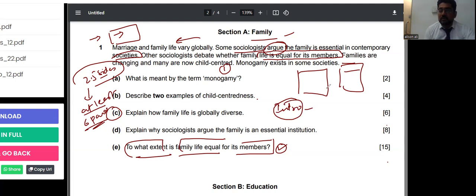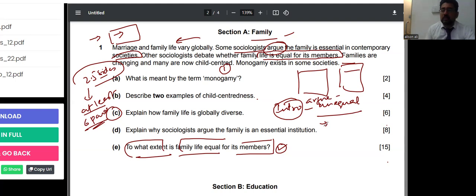So, to what extent is family life equal for its members? In the introduction, we would say it is considered unequal, or you can say some sociologists argue that it is not equal. First paragraph: how is it not equal?